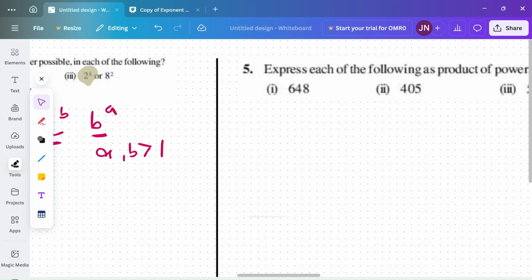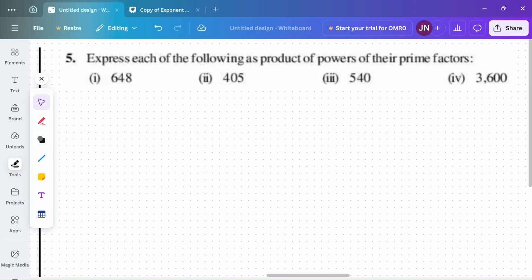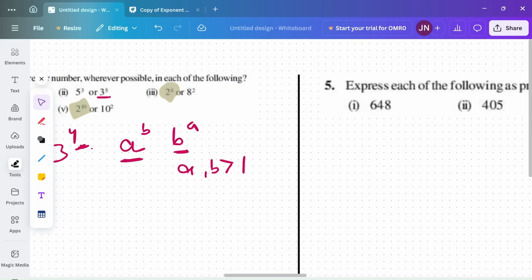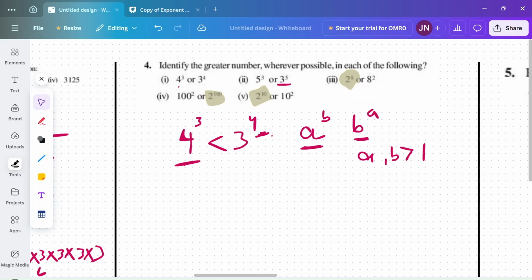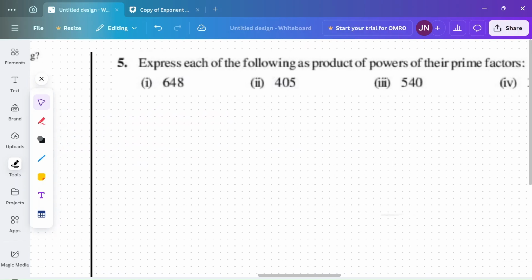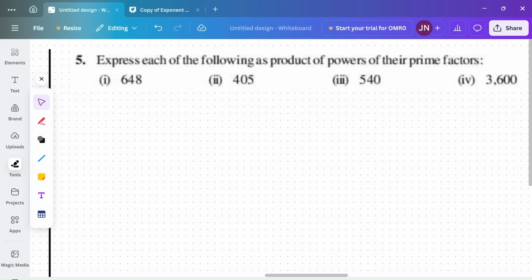Now let's move to the fifth question. Express each of the following as a product of powers of their prime numbers. Again, the question is similar to question number 3 that we have done. Right, there you have calculated the exponential form. For writing them in exponential form, you have to find the prime factorization. So we are going to do the question in a similar way. It is also talking about the prime factors.